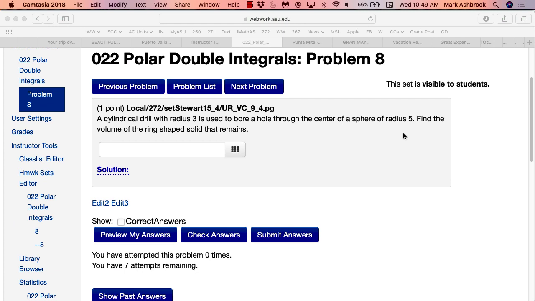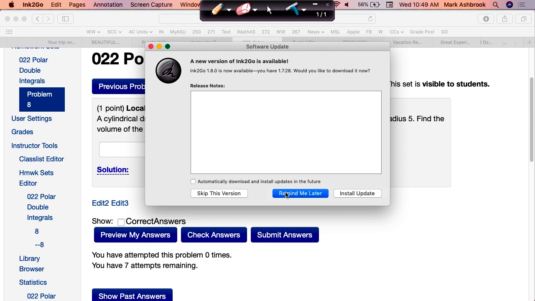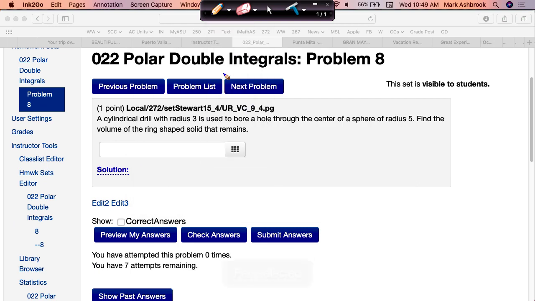Okay, so we notice we're trying to find, what are we trying to find here? Volume, right? Okay, so we're trying to find volume. So what can get us volume? That's the first thing we say.